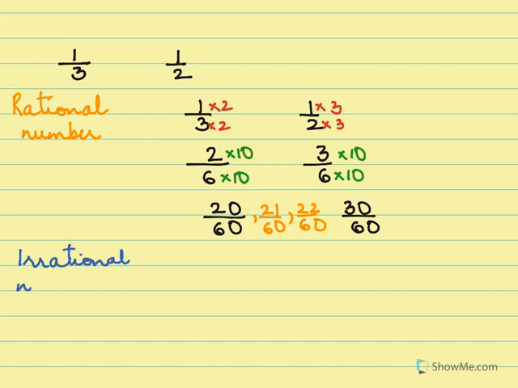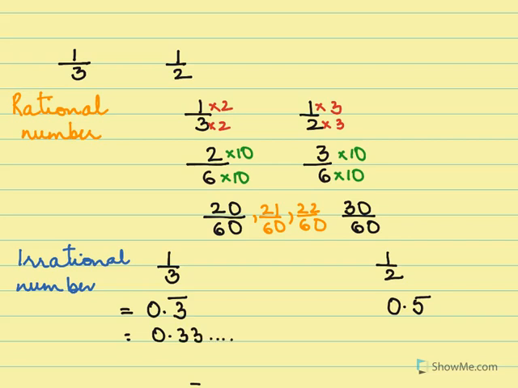between these two, we need to find an irrational number between 1/2 and 1/3. So for 1/3 and 1/2, we'll divide and write the decimal form of 1/3, and that is 0.3 bar, and the decimal form of 1/2 is 0.5. Now to find numbers between this, we know this is 0.33 and it goes on, and this is 0.5. We need to find an irrational number, so that would be a non-terminating, non-repeating decimal.